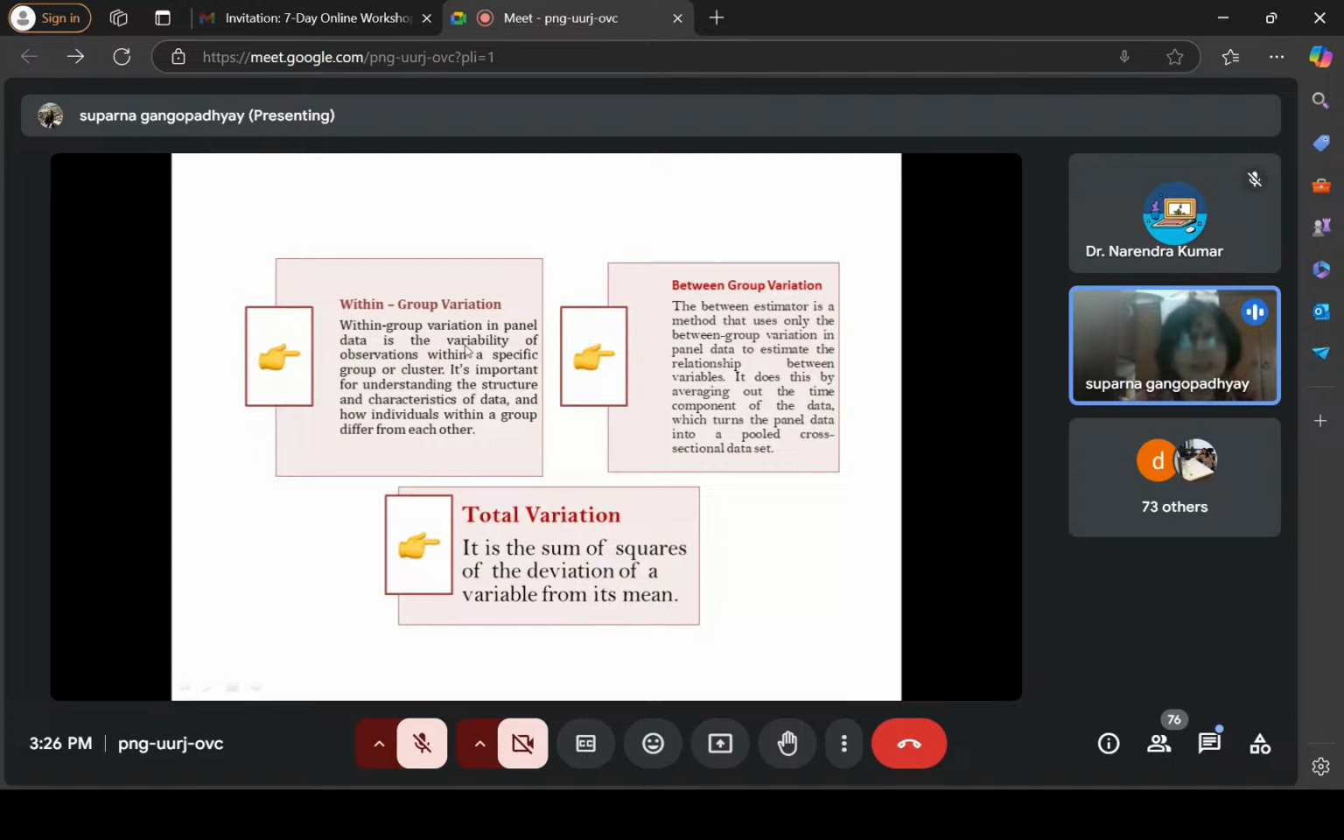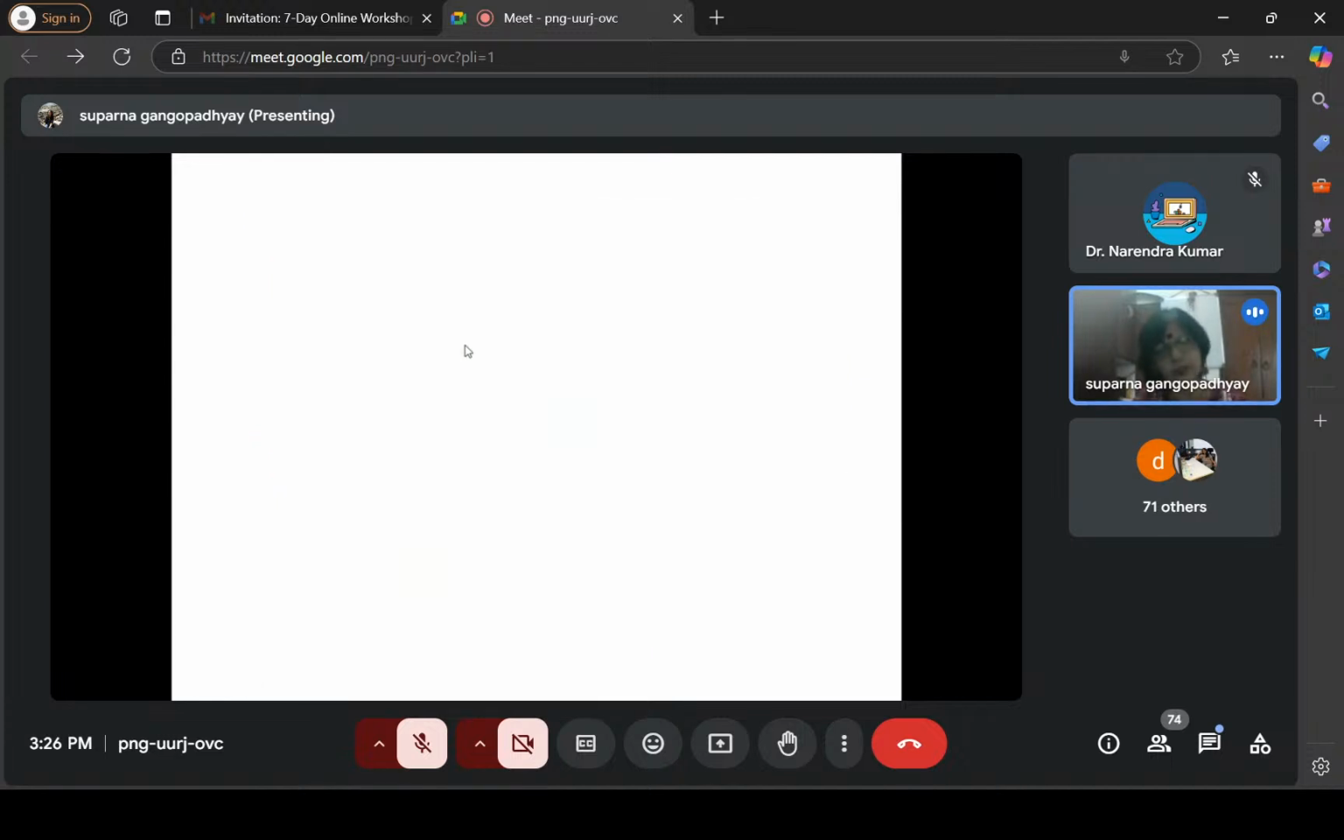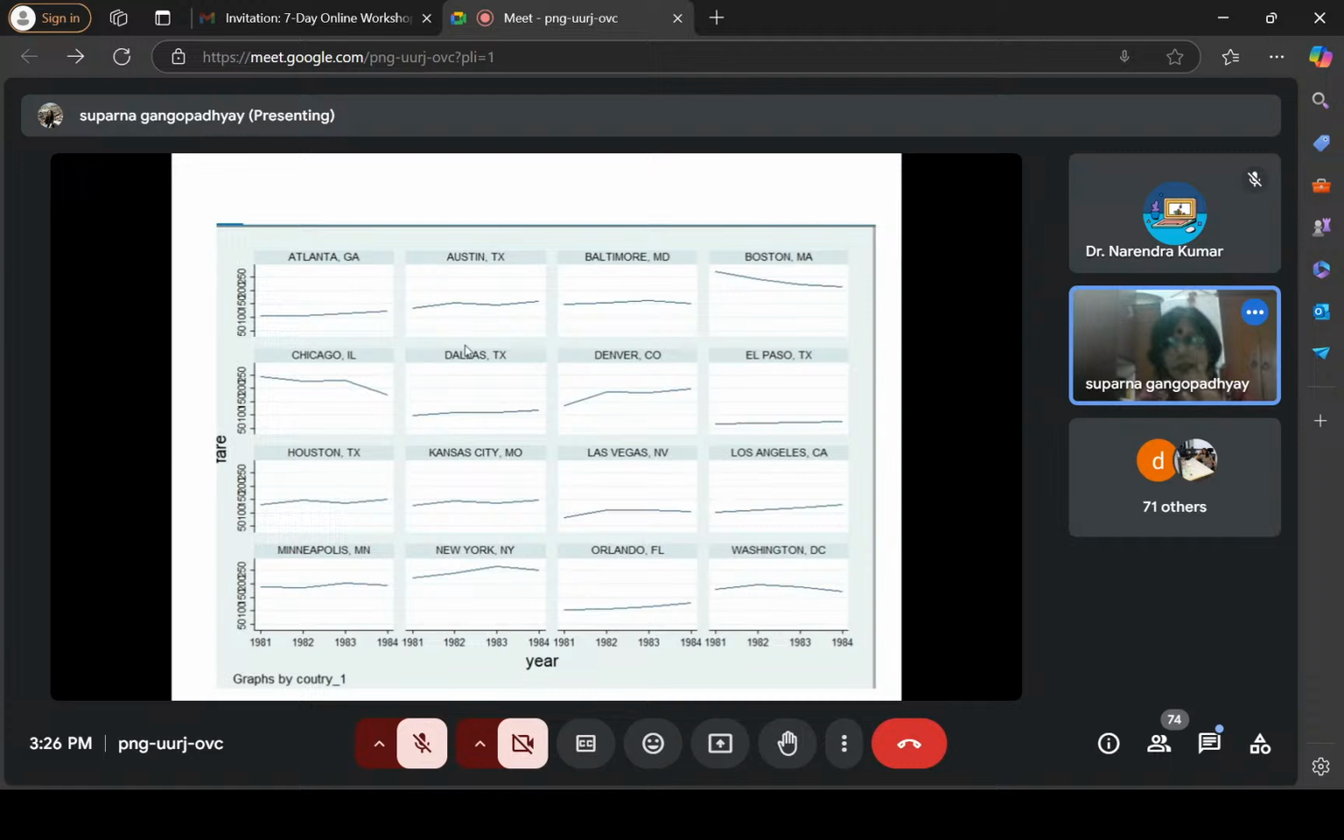That is the within group variation. Within group variation means what I drew on the board: within a state, over the time period. And if you sum it up, it is the total variation.